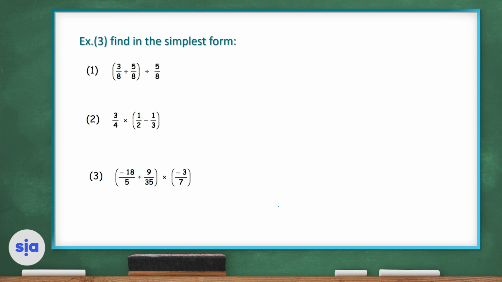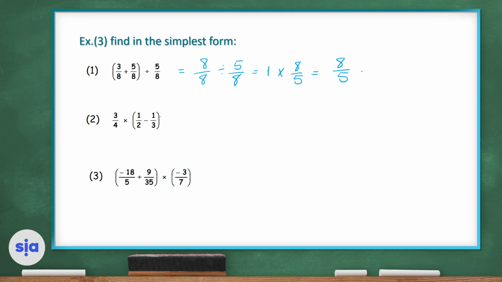Exercise number 3, find in the simplest form. So we do the first part first. 3 over 8 plus 5 over 8, it's 8 over 8, divided by 5 over 8, then it is 8 over 8 is 1, multiplied by 8 over 5, so it is 8 over 5.